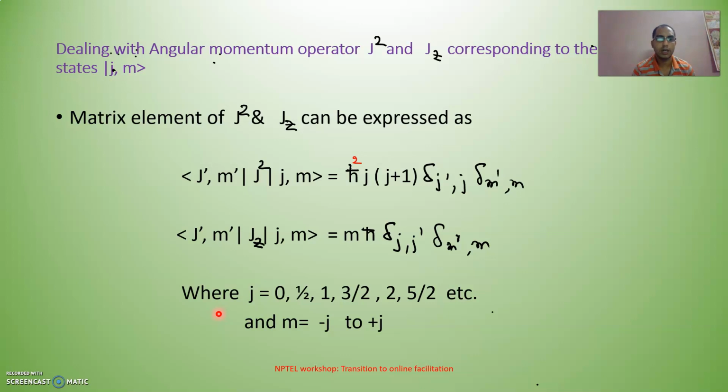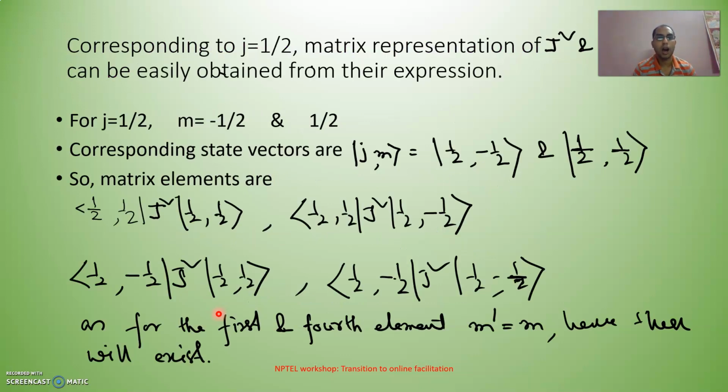In those matrix elements we have got h bar square j into j plus 1 and the Kronecker delta function, and those matrix elements will exist for which j prime is equal to j and m prime is equal to m. Corresponding to each j, the j value will be 0, half, 1, 3 by 2, 2, 5 by 2, etc., and corresponding to each j value m goes from minus j to plus j. Now to obtain the Pauli spin matrices, as they are related to spin, we shall deal with the j value equal to half only. So for j equal to half, the matrix representations of j square and jz can be easily obtained.